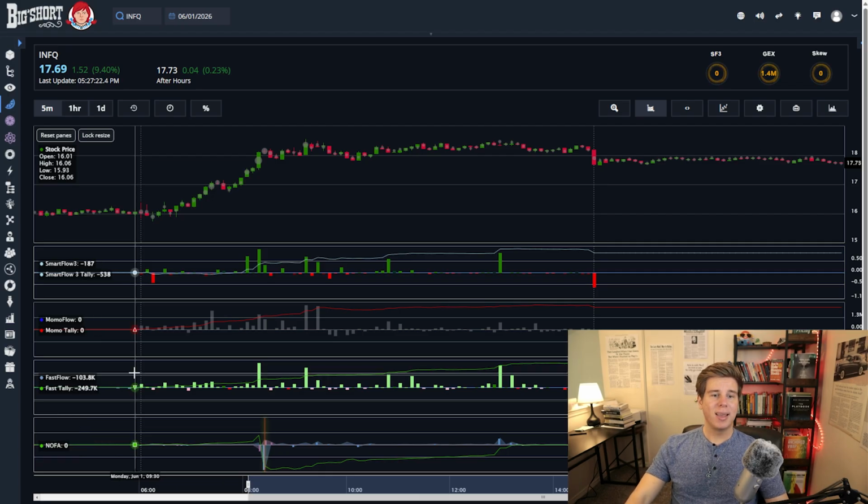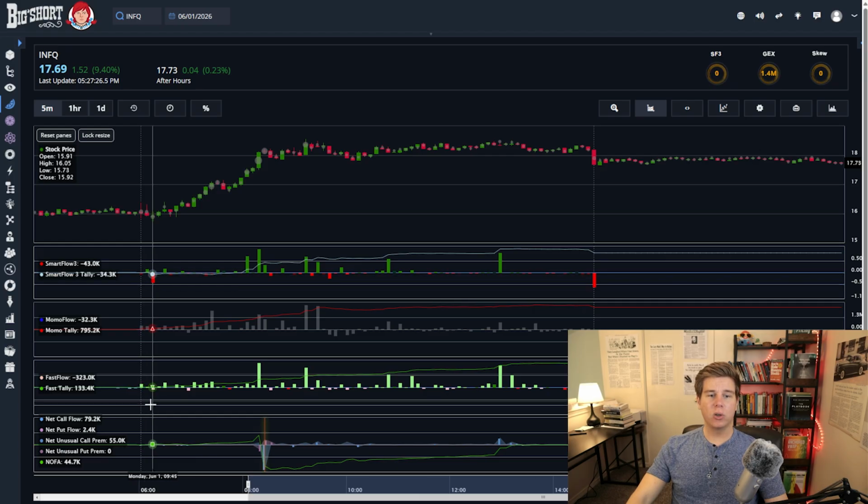Number one, if fast flow on that big red SF3 bar was also selling, so it could be dark red or pink right here, I'm looking for fast flow to switch to buying. So go from pink to green. Doesn't really matter if it's dark red or dark green. I'm just looking for a switch from selling to buying. And then I'm also looking right here for SF3 to go from selling either to buying or neutral.